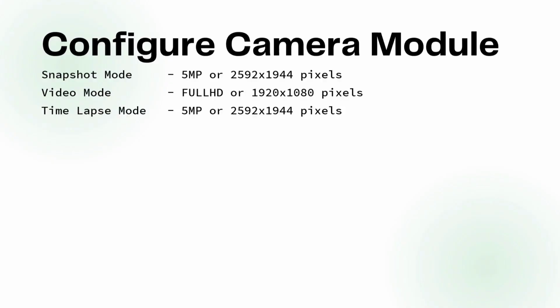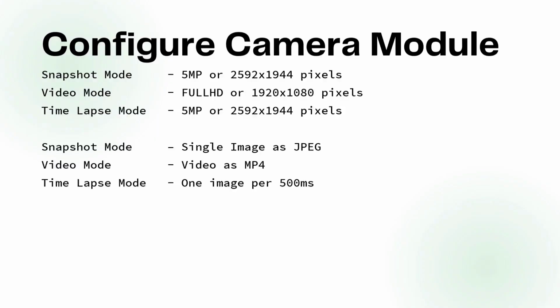In snapshot mode, when the capture button is pressed, only one image will be captured and saved. Whereas in time-lapse mode, images will be captured and saved at intervals of half a second or 500 milliseconds for the specified duration of time-lapse recording. However, in video mode, the video recording of specified duration will be saved as MP4 file. The maximum resolution is Full HD or 1920 by 1080 in video mode.